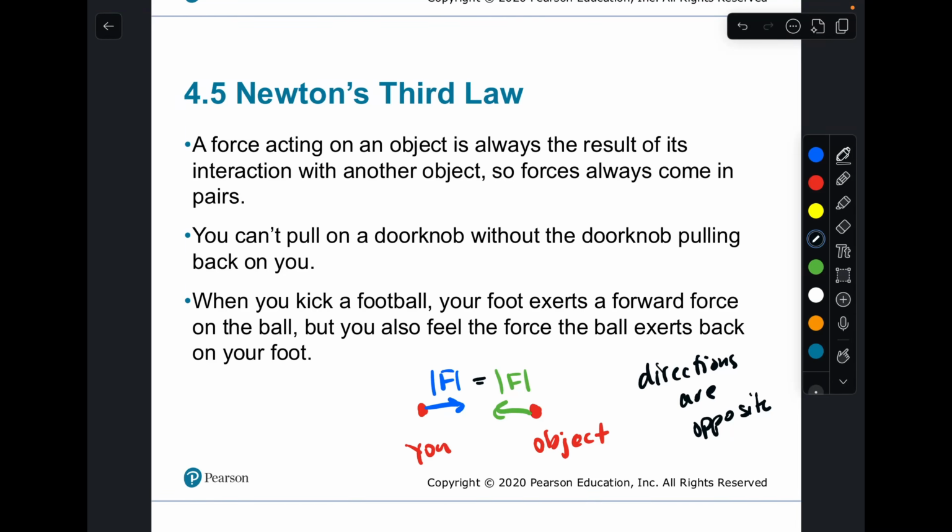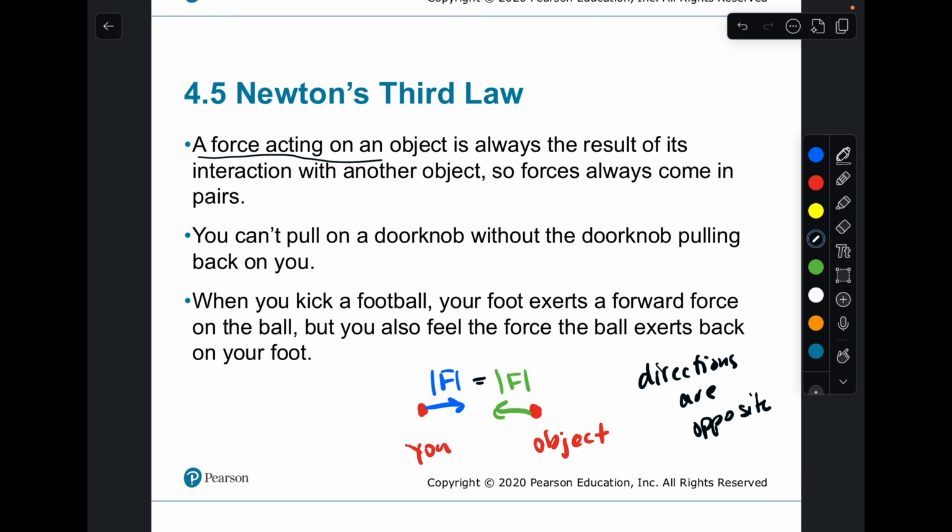Hey everyone, let's talk about Newton's third law, and then we'll do some examples where we apply all of Newton's laws. So, what Newton's third law states is that for every action force, there is an equal magnitude force in the opposite direction acting on a different object.